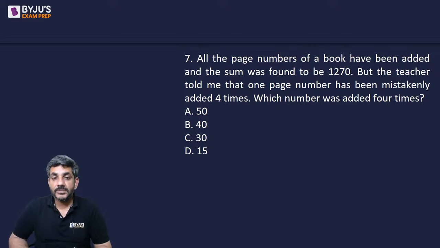One page number has been mistakenly added 4 times. Which number was added 4 times? Music Core has answered it very fast. He has got D.